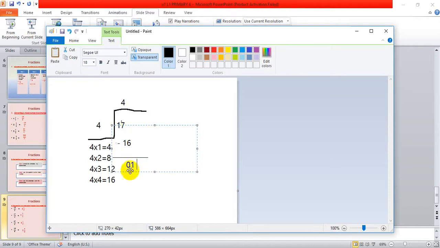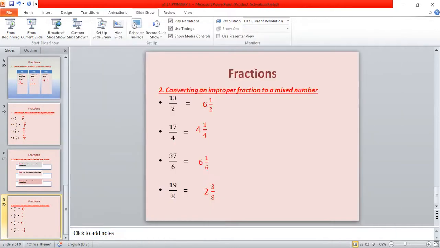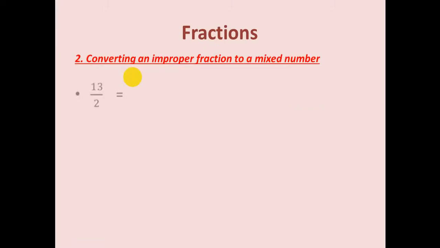How many remainder? 1 remainder. The quotient is the whole number, and the denominator, we didn't change the denominator. And here is the numerator. It will be 4 and 1 over 4. Yes, 4 and 1 over 4. We write the same denominator.